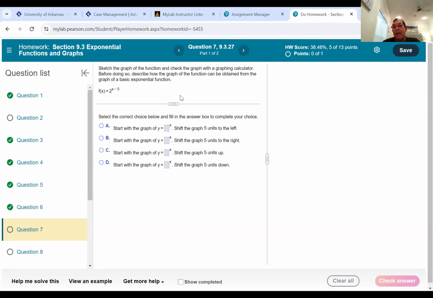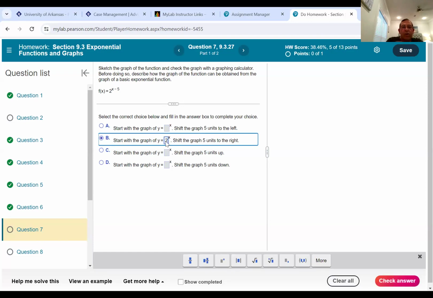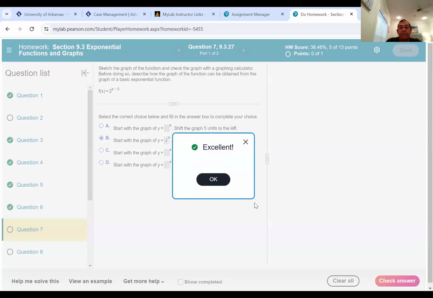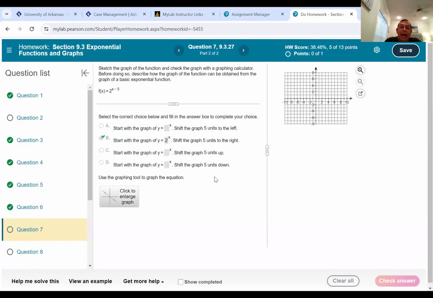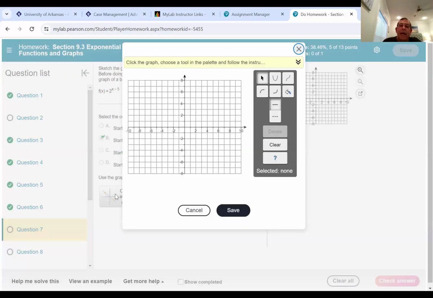Now, I will say that's going to be a horizontal move because we're attacking the exponent. So we said on horizontal, if that C is negative, which that's a negative 5, it's going to move me to the right. So you got to come down here and choose B. Start with the graph of y equals 2 to the x, and then we're going to shift it 5 units right. So make sure you check that before we draw it, okay? Now we got to draw it. So I'm going to click to enlarge the graph. Now remember, the exponential graphs went uphill left to right.